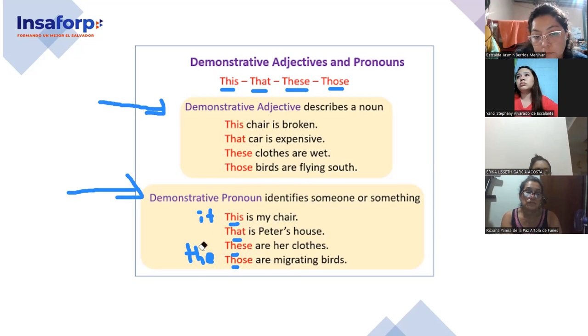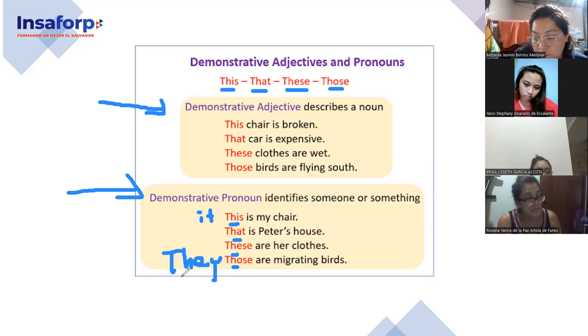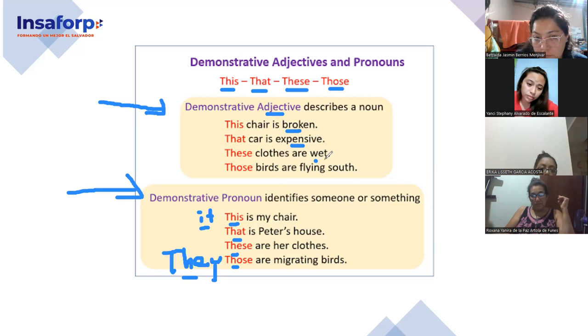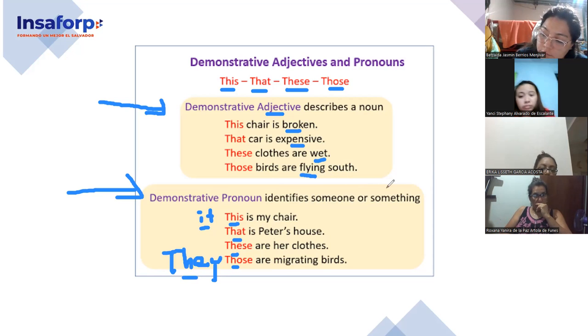Upsi, espérame, voy a borrar este porque no me quedó un poquito patango. Ok, I'm sorry. Ok, so they. Aquí yo estoy cambiando, mire. En vez de decir el pronombre they o el pronombre it, yo utilizo: this is my chair. That is Peter's house. These are her clothes. Those are migrating birds. Y aquí ocupo adjectives. Mire, aquí están los adjectives: expensive, broken, wet, and flying. Estos son los adjectives.